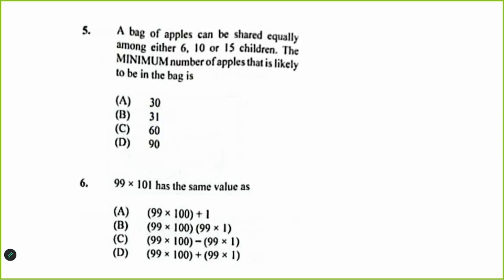Number 5, the bag of apples can be shared equally among 6, 10, and 15 children. The minimum number of apples that is likely in the bag would be. Now, they want the lowest, which is minimum, common number. So they want the LCM of 6, 10, and 15. We use 2, that is 3, 5, and 15, then you use 3, that's 1, 5, and 5, then you use 5. 2 times 3 is 6, 6 times 5 is 30, so the answer is A.